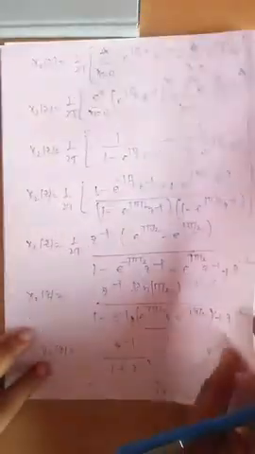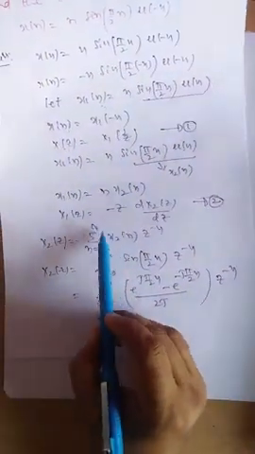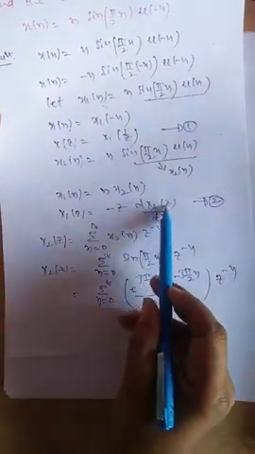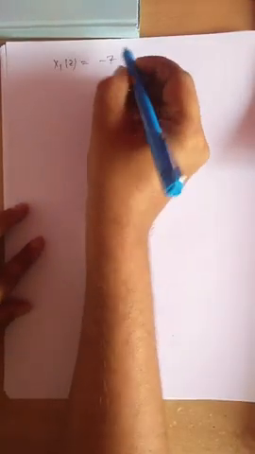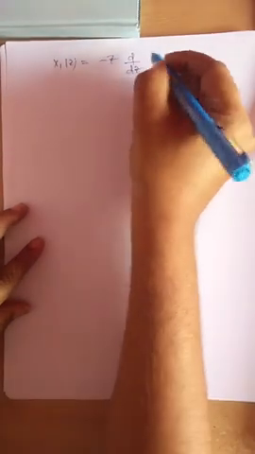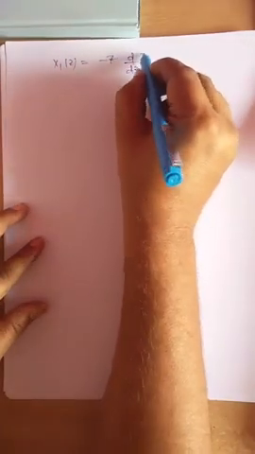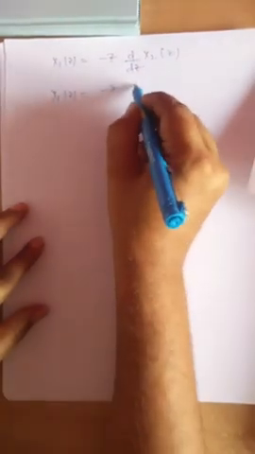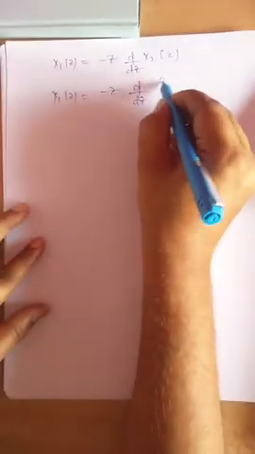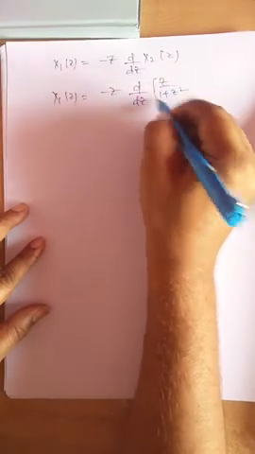Okay, now this is X2 of z. What is X1 of z here? X1 of z is minus z into differentiation of X2 of z here. Now let us evaluate the X1 of z. That is X1 of z is equal to minus z into differentiation of X2 of z. That is, what is X2 of z? X1 of z is equal to minus z differentiation of X2 of z, that is z divided by 1 plus z square.